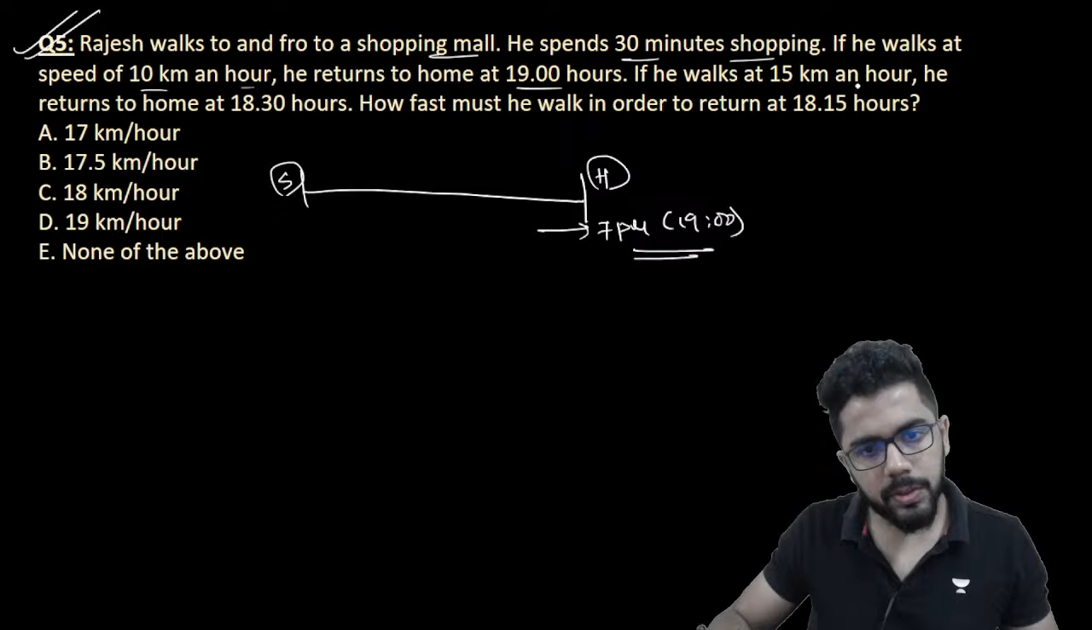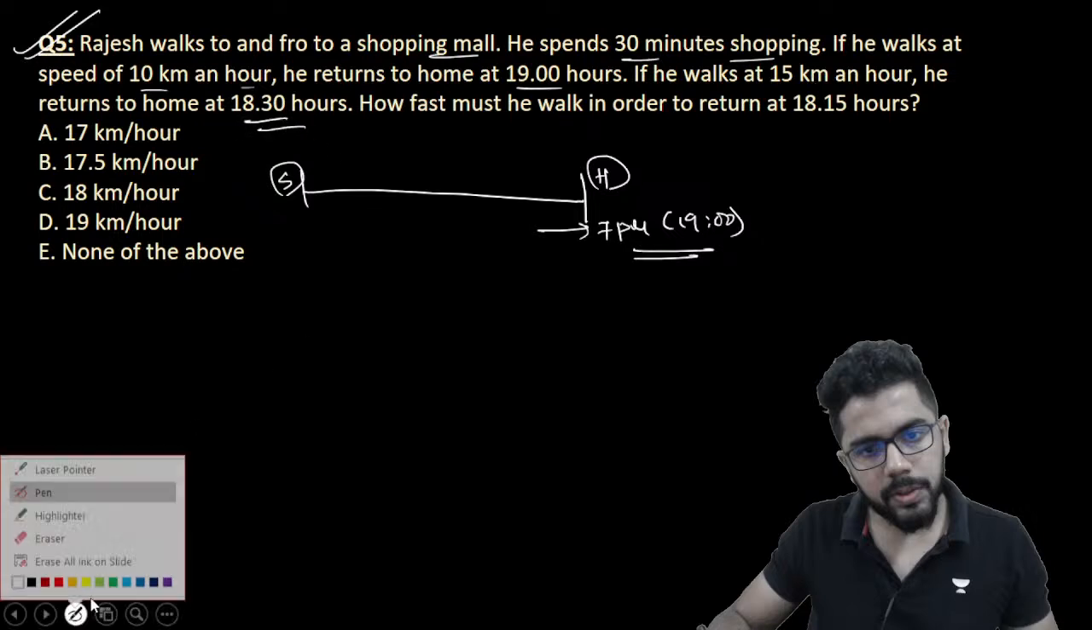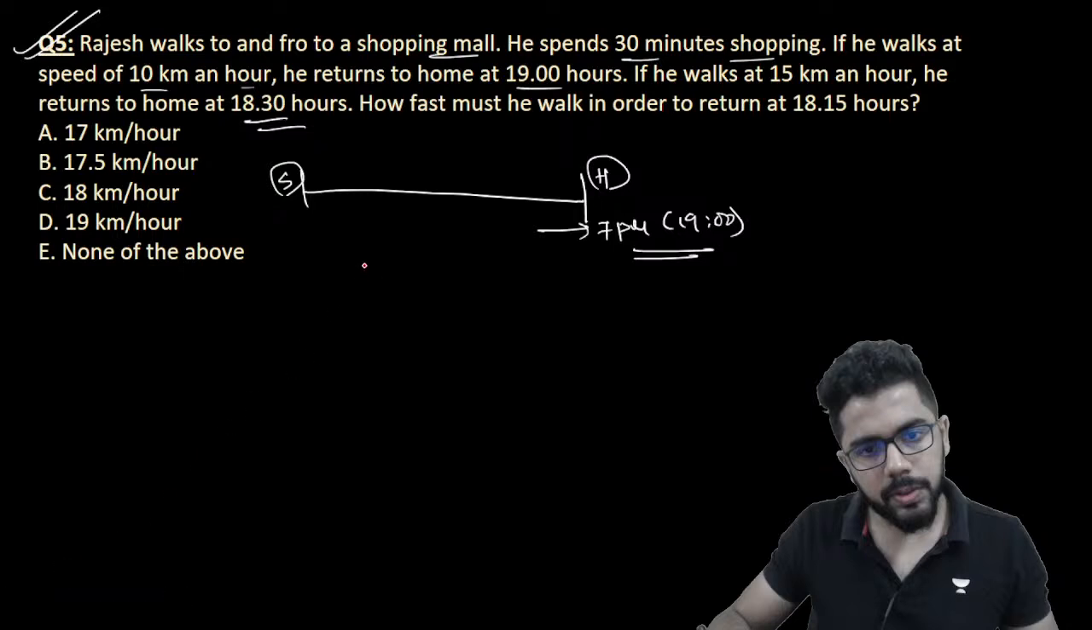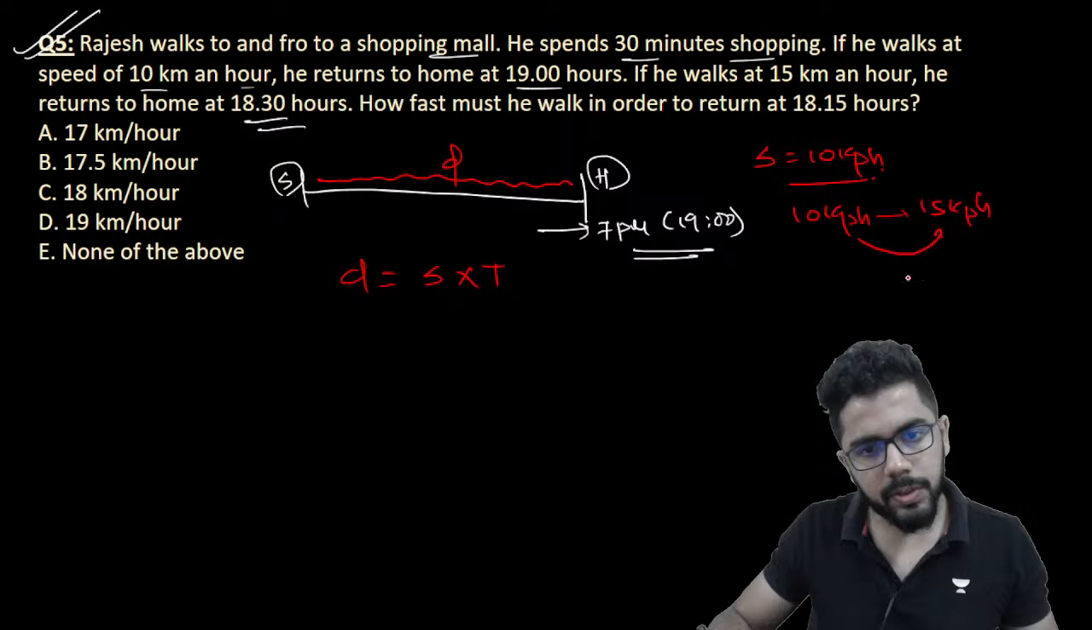If he walks at 15 kilometers an hour, he returns home at 6:30. An interesting situation. Think about this. Let us say this distance is d. I know distance is speed into time. So let us say his initial speed is 10 kilometers per hour. When the speed increases from 10 kilometers per hour to 15 kilometers per hour, I can say it's a 50% increase, or speed has become 3/2 times of itself.